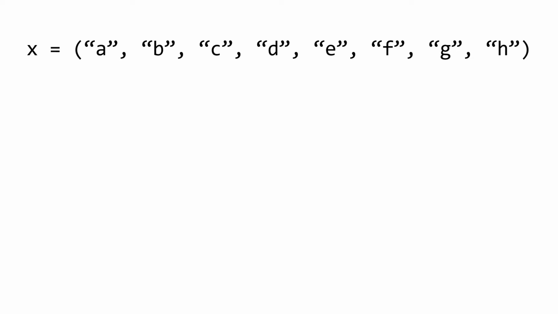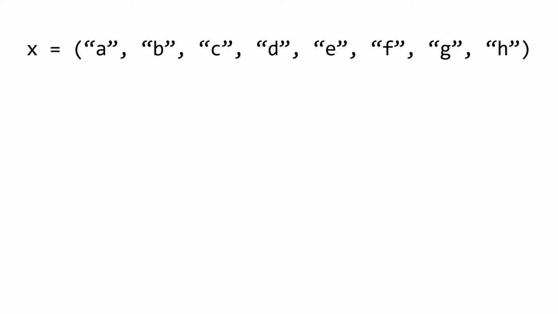Consider this tuple. The name given for this tuple is x, as you can see, and this tuple has several elements. Actually, it has 8 elements and all the elements are string elements. So as you can see here, this tuple has the 8 alphabet characters starting from A and going up to H.